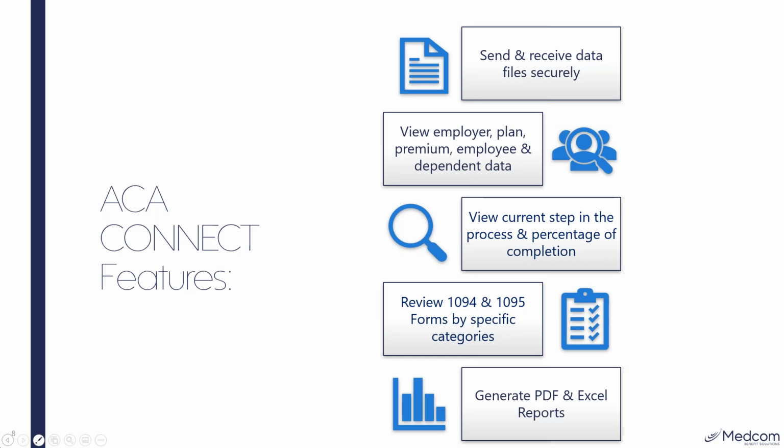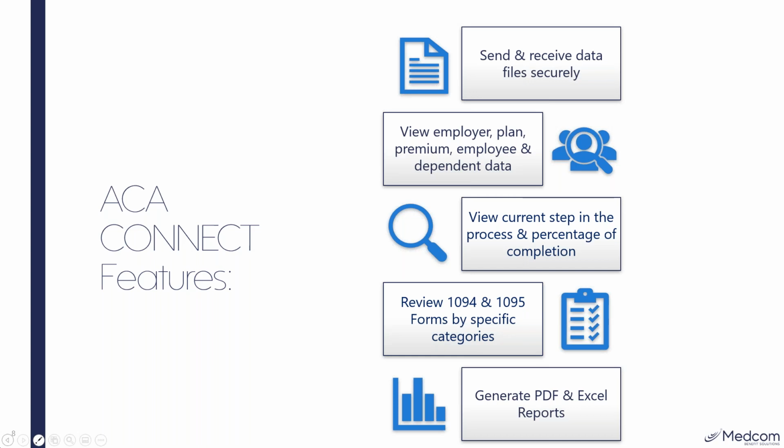You're going to be able to view employers, the plans they have, premiums, employee and dependent data. You're going to be able to view the current step in the process and percentage of completion. I think this one right here is one of the most important. You're going to be able to look at every employer that's assigned to you and know right where they are in the process, what stage they're at. And I'm sure you know, if you've been dealing with your clients on ACA in the past, as it gets closer and closer to the deadlines, they're contacting you trying to find out where they are in the process. You're going to be able to look at it immediately.